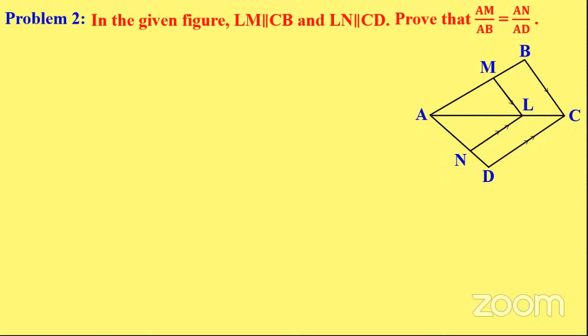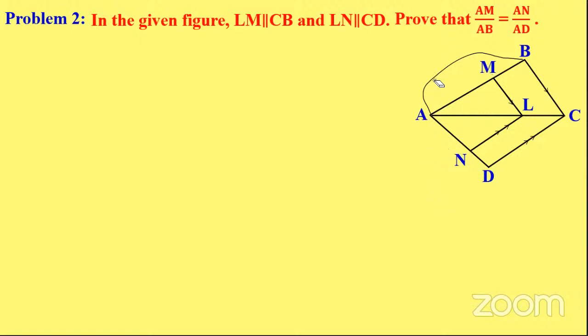But we have to prove that AM by AB, AM means from here to here, AB means here to here, equals AN, that is this, by AD, that is this. AM by AB is equal to AN by AD. Okay, it is very simple.